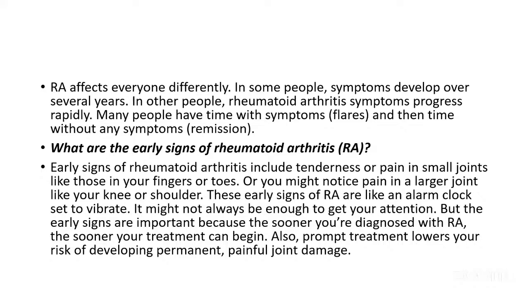Then what are the early signs? Early signs of RA include tenderness or pain in the small joints, like the fingers and toes, or you might notice pain in a larger joint, like a knee or shoulder. These early signs of RA are like an alarm clock set to vibrate. It might not always be enough to get your attention. But the early signs are important because the sooner people are diagnosed with RA, the sooner the treatment can begin, so that we don't go through the 4 stages. Also, prompt treatment lowers the risk of developing permanent, painful joint damage.